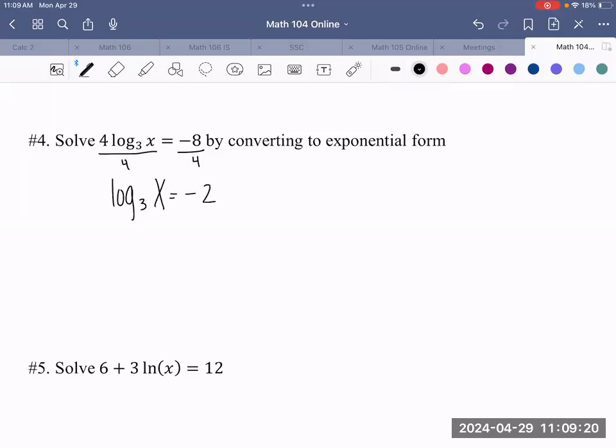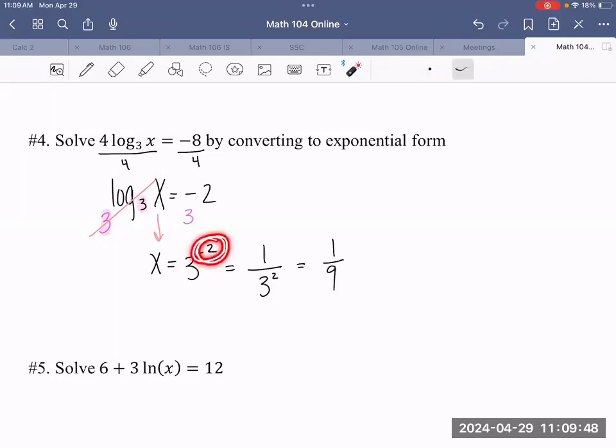Now, how do we go from a log to an exponential? Well, we're going to be looking at a base of 3, which means we're going to be writing a base of 3 as well. That will allow us to cancel this and allow your x to drop. 3 to the -2, which means we have 1 over 3 squared, which is 1 over 9. We want to make sure that any sort of negative exponent, we then drop back into the denominator.